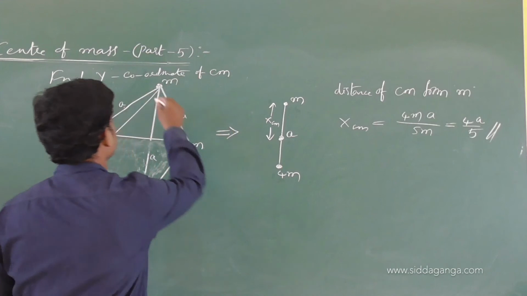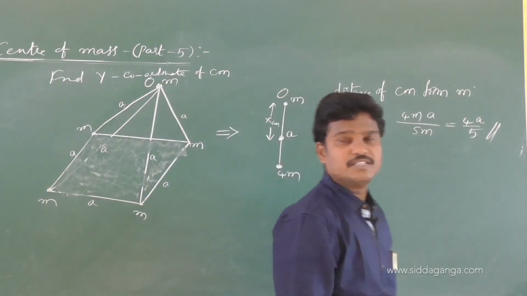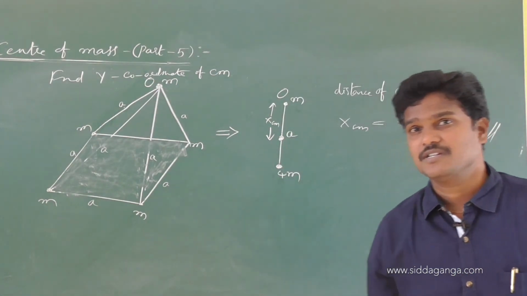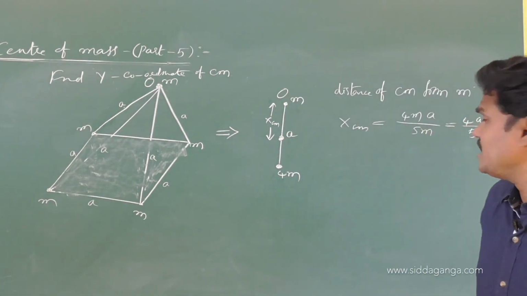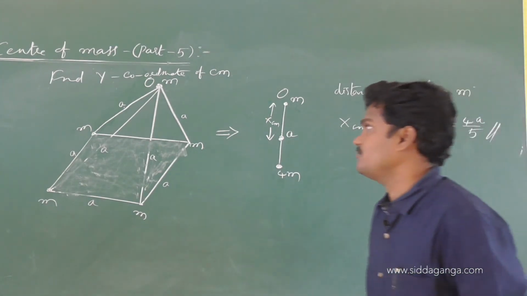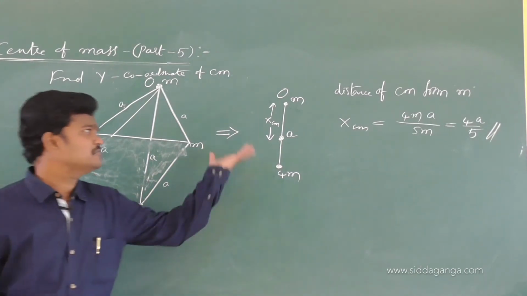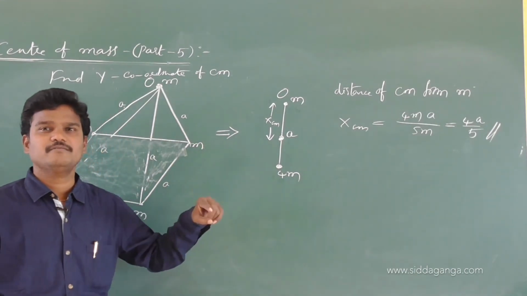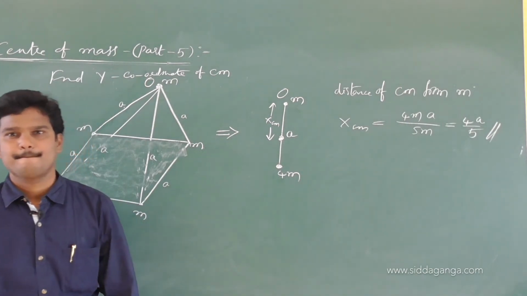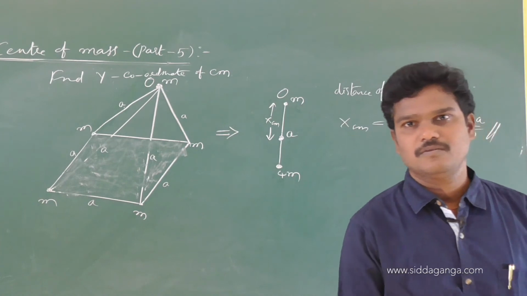If it is origin, then from O, the distance of center of mass from O is how much? Distance of center of mass from O is 4a by 5. Distance of center of mass from O for this given diagram is 4a by 5, downside is a by 5, total 5a by 5, 5 cancelled, a. Okay, think in a 3-dimensional way.